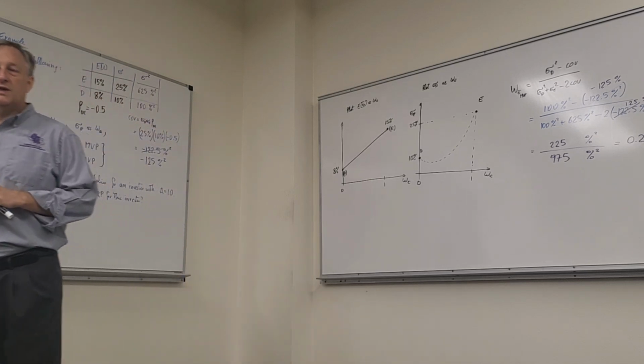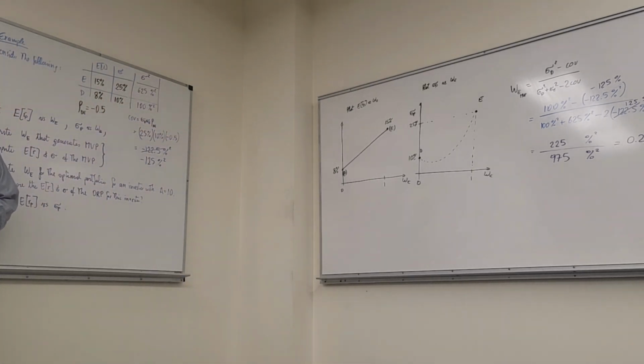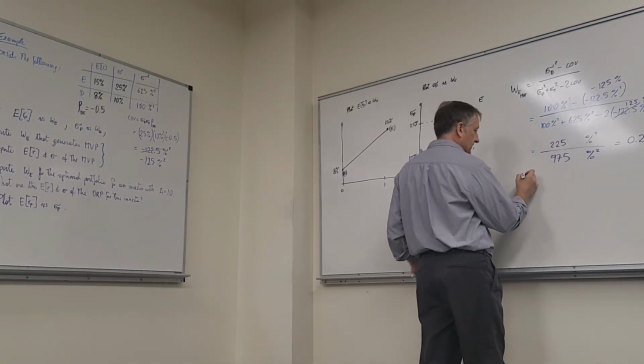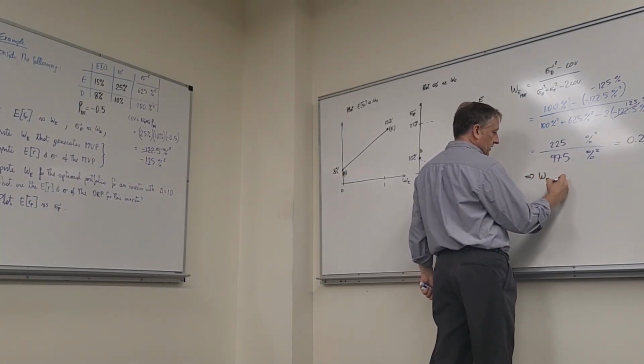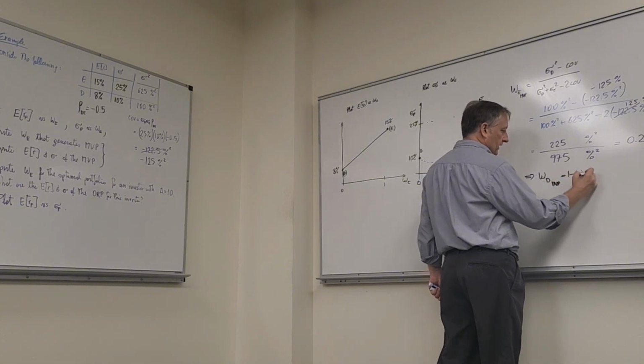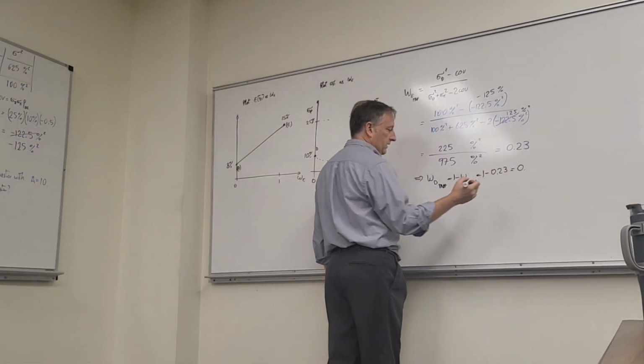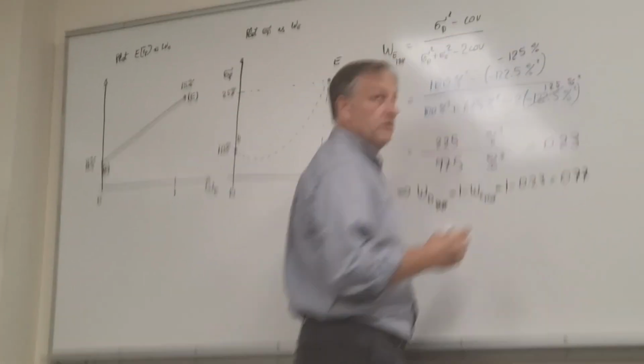Yes? So what does that number tell me? That is the weight of equity at the minimum variance point. So if I want to create a portfolio that has the smallest risk, I need to invest 23% in equity, and how much in debt? Well, 1 minus that 0.23, right? So that tells me the split. The weight of debt in the MVP is 1 minus the weight of equity in the MVP, 1 minus 0.23, 0.77, is that right? Yep.